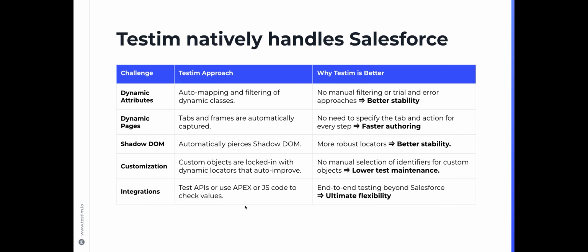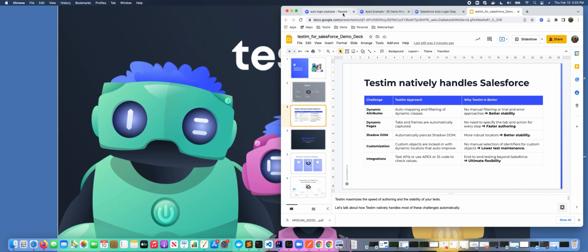applications. So at a high level, this is what we're handling behind the scenes: dynamic attributes, so really our ability to auto map and filter out dynamic classes, being able to handle dynamic pages, shadow DOM, customization, and integrations, which we'll be touching on in a minute in the demo, both using Apex code or JavaScript code to validate values or perform other types of validations or functions that are more complex. Okay, so let's go ahead and jump right into the product.